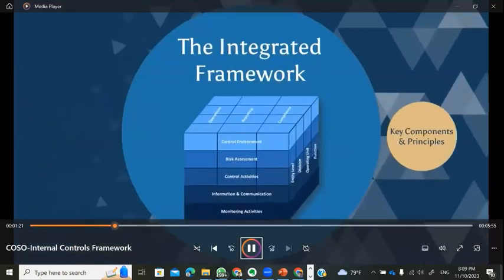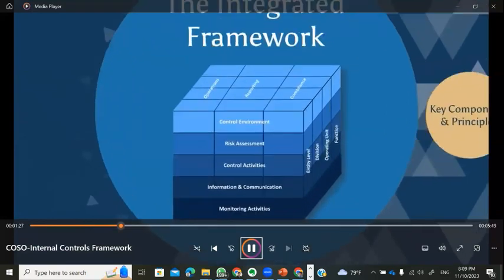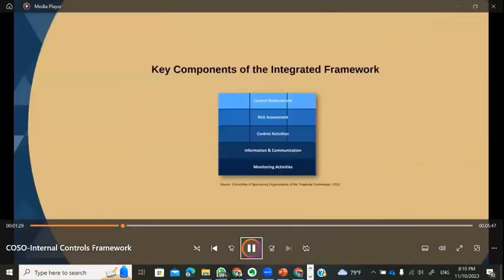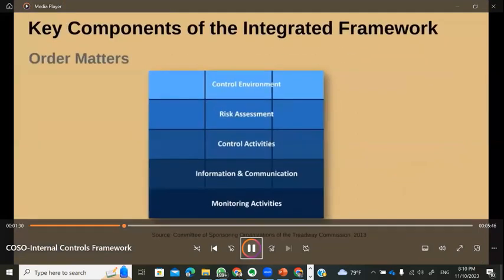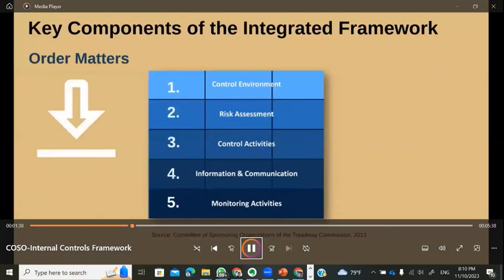So, here are the five key components for strong internal controls. There are a few important things to note. First, the order of the components matters. Just as you cannot construct an office building without completing the foundation, you cannot skip steps in designing, implementing, operating, and monitoring this internal control framework.